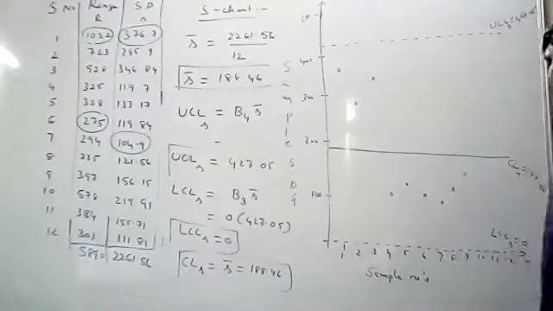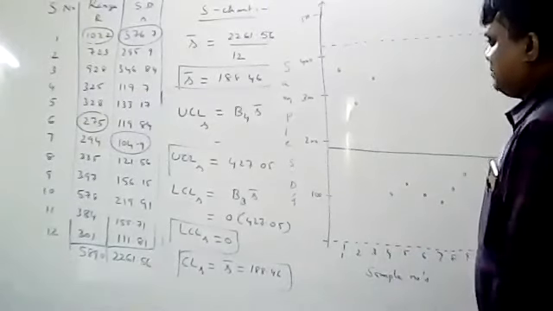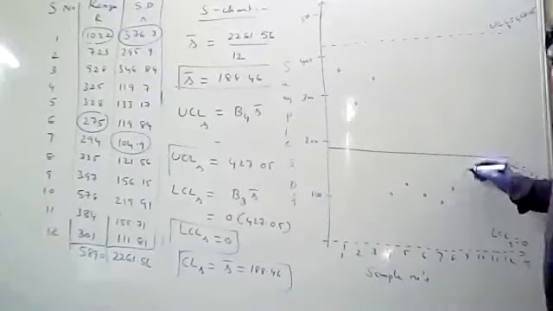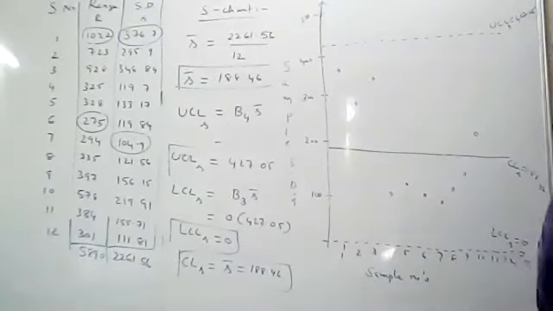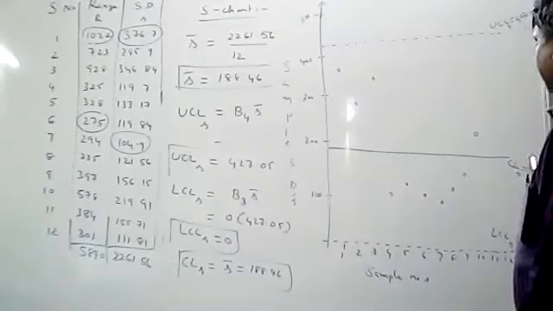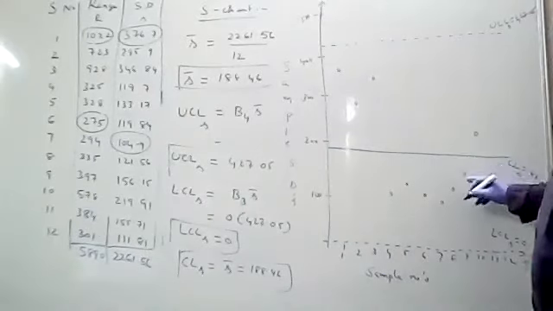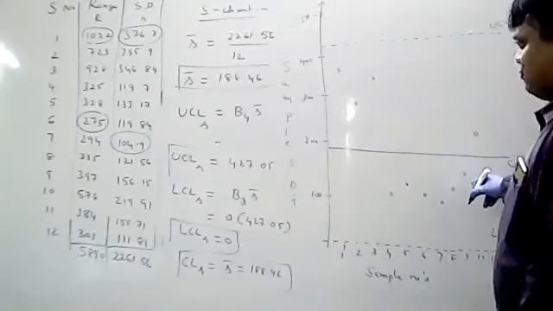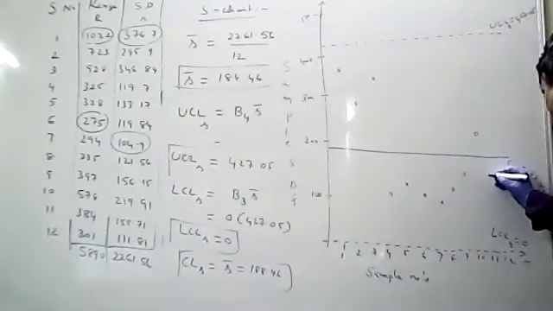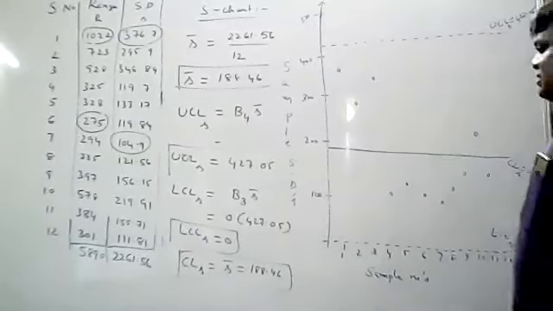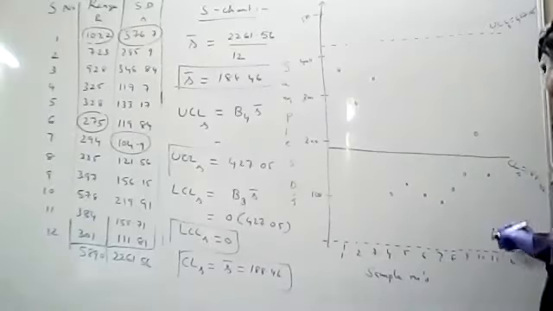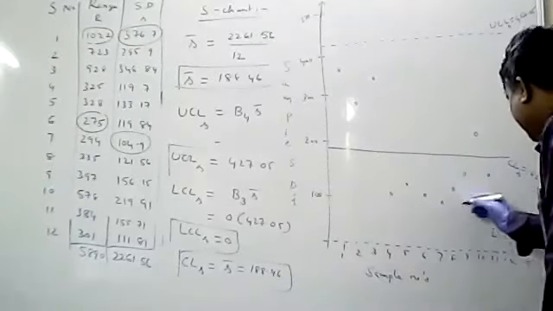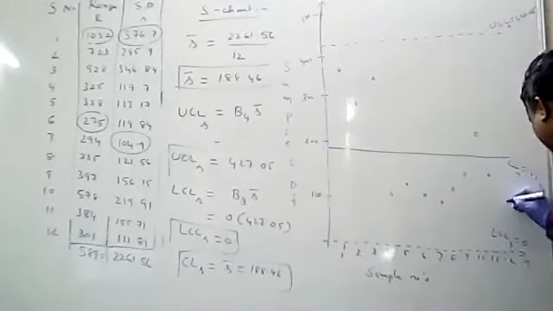Next, sample number 10 is 219, roughly. The 11th sample is 155. And now the last one: 111.8. The last sample is 111.8.